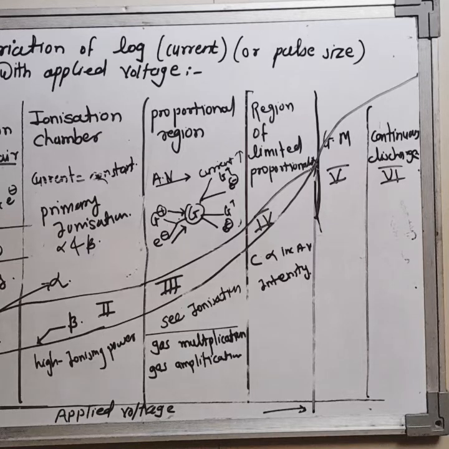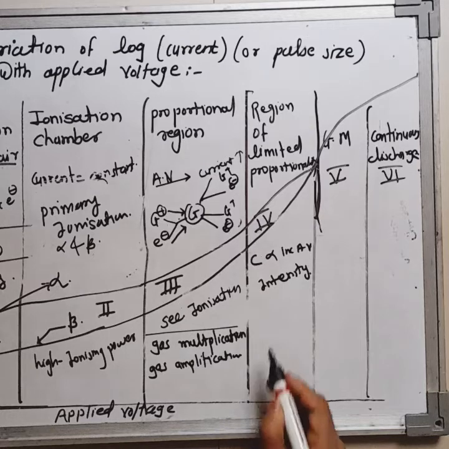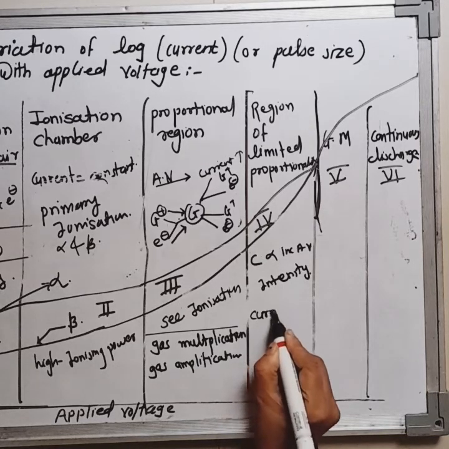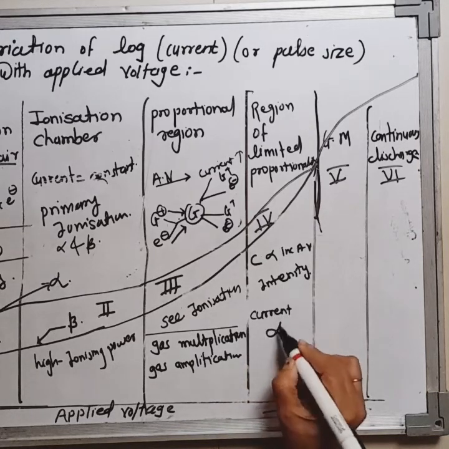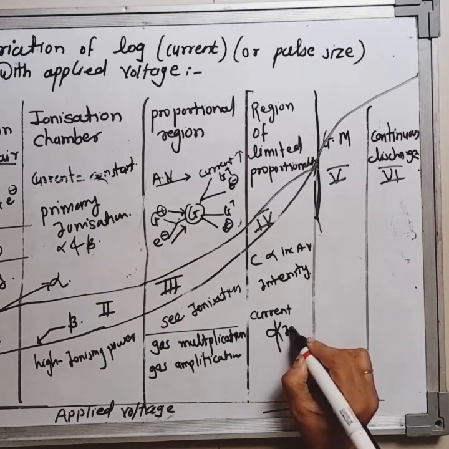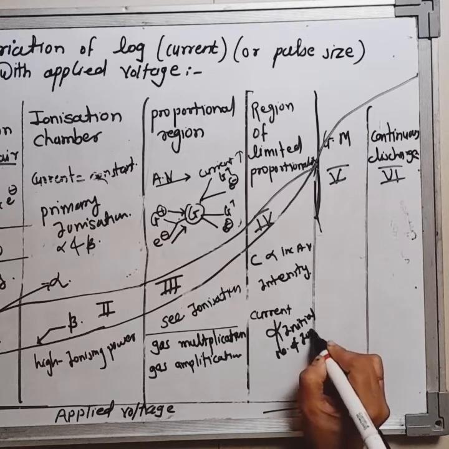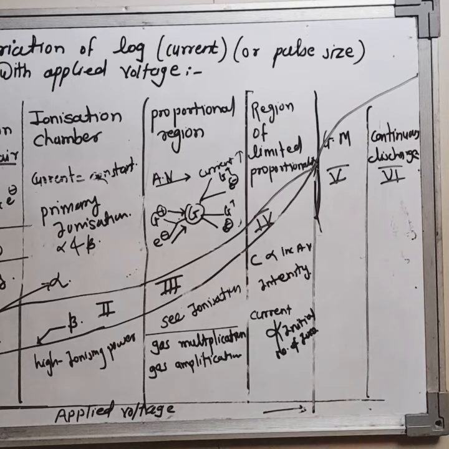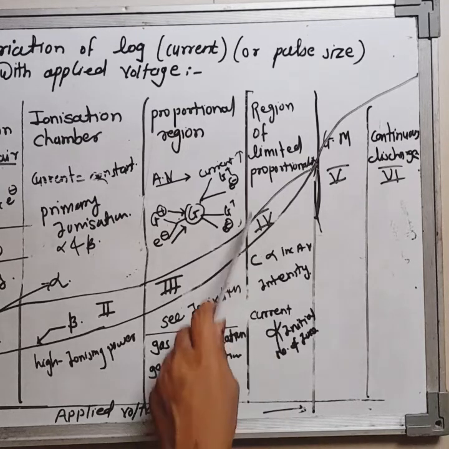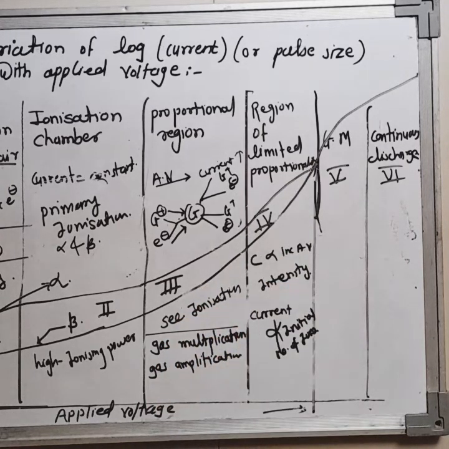After this region, the current is no longer proportional to the initial number of ions, that is, the ions formed in the primary process. So friends, it is limited proportional. The current and the initial number cannot match each other, and therefore both curves meet at the end.